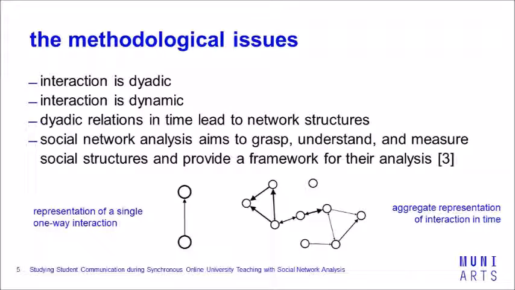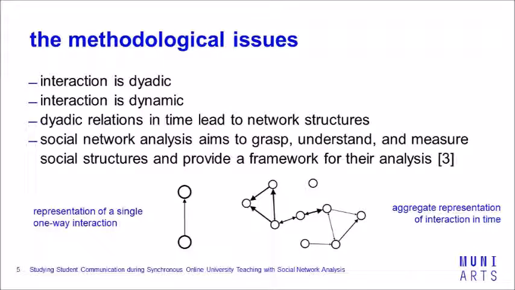as network graphs. If you look at the picture on the left, this is a graphical representation of a single one-way interaction between two people. So we have one person, you have another person, and there's an arrow going from one person to another person, which represents a single utterance, a single interaction from that person to another person.